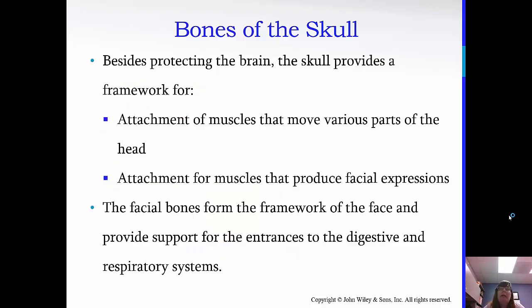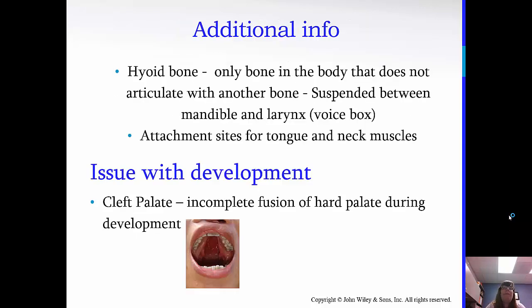So besides protecting the brain, the skull provides a framework for muscle attachment. And so we can move our head and we can produce facial expressions. The facial bones form the framework of the face and provide entrances, of course, for the digestive and respiratory systems.